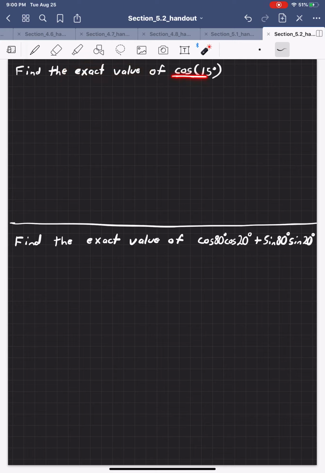So normally when you want exact values, we look at our unit circle. But tell me, is 15 degrees on your unit circle? No, it's not. So how do we find the exact value of cosine of 15 degrees if it's not even on your unit circle?